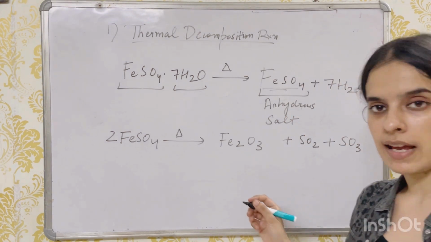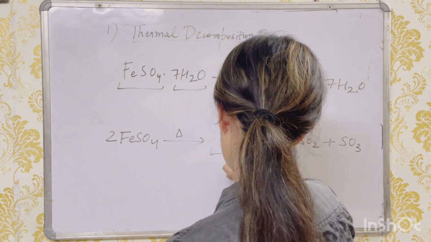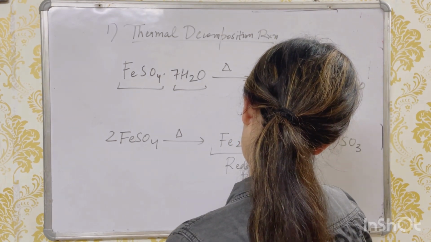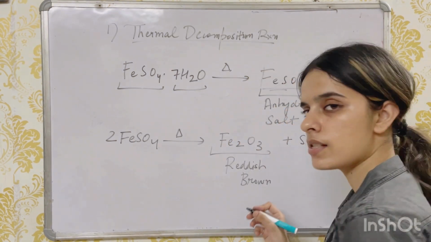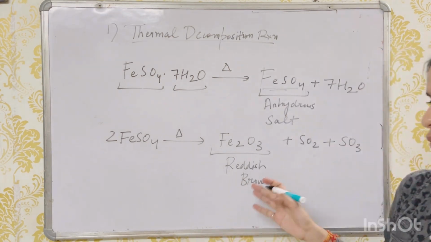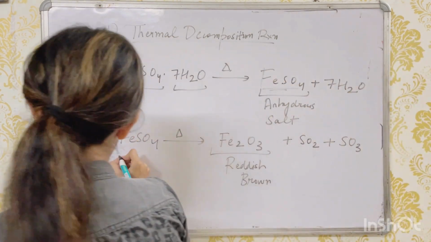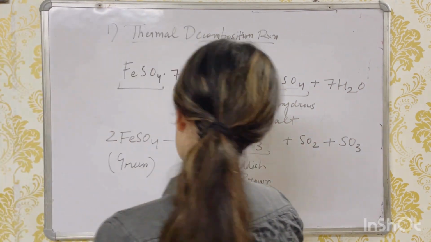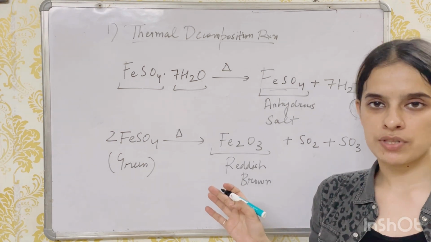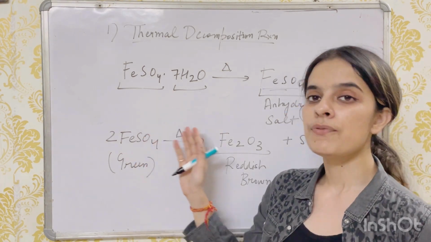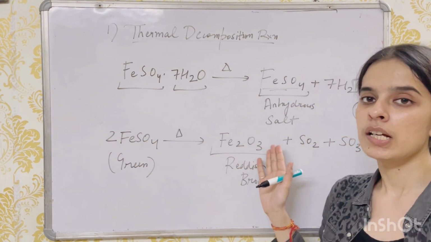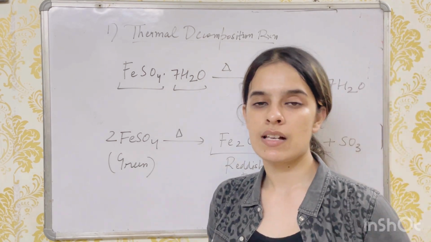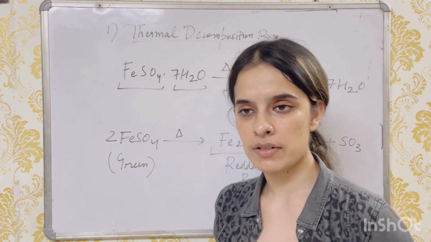The color of iron oxide is reddish brown. Iron oxide is formed when you heat this green ferrous sulfate by a thermal decomposition reaction. It will form iron oxide, sulfur dioxide and sulfur trioxide. So this is an example of a thermal decomposition reaction.